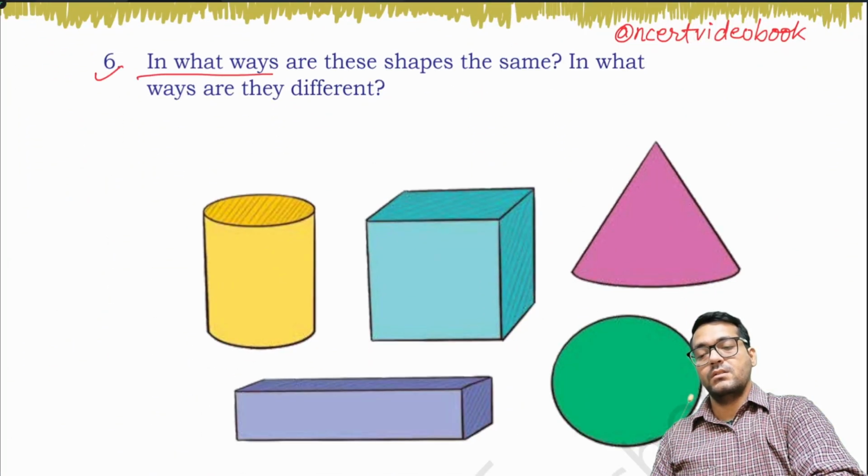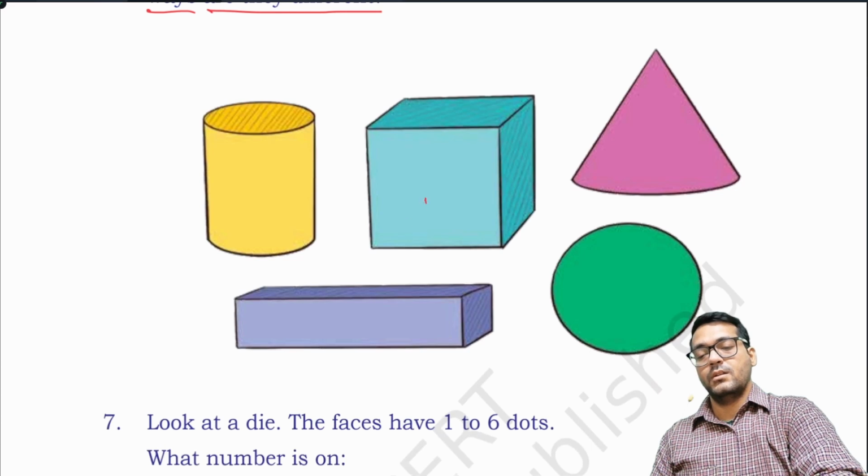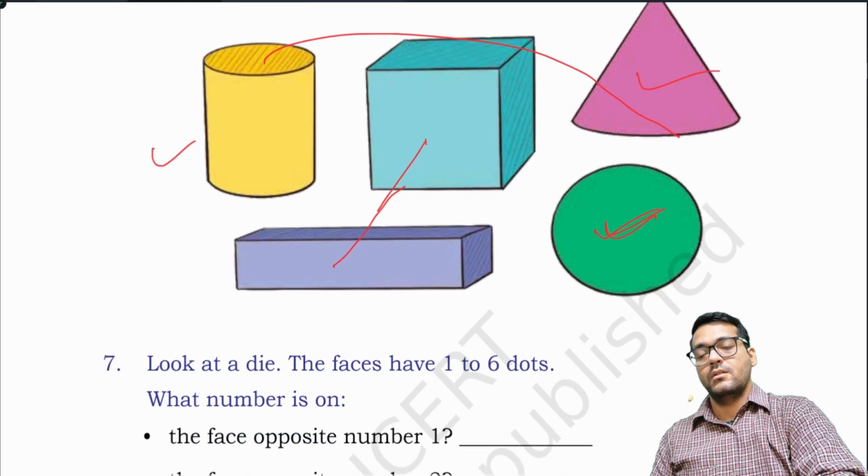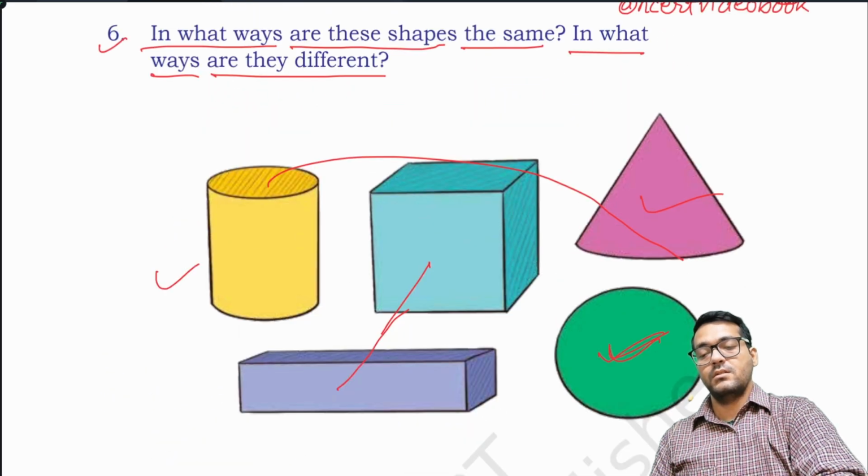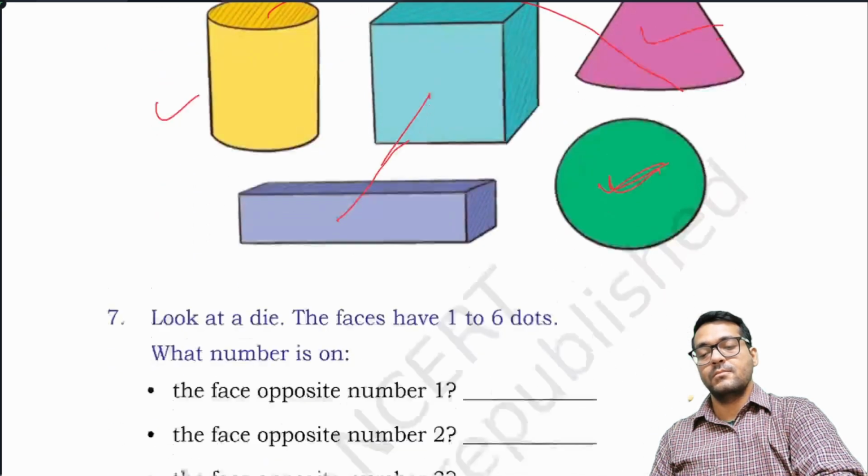6. In what ways are these shapes the same? In what ways are they different? You can see cube and cuboid have flat faces, whereas cylinder, sphere and cone have curved faces. Sphere has completely curved faces with no flat faces, whereas cone and cylinder have flat faces too. Using these points, you can write the similarities and differences.